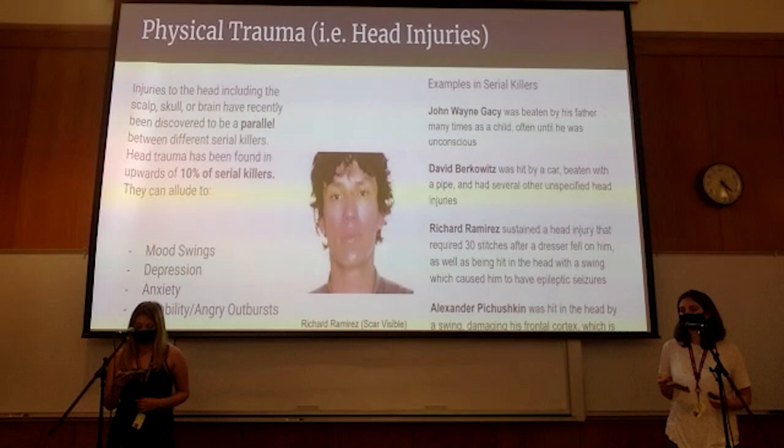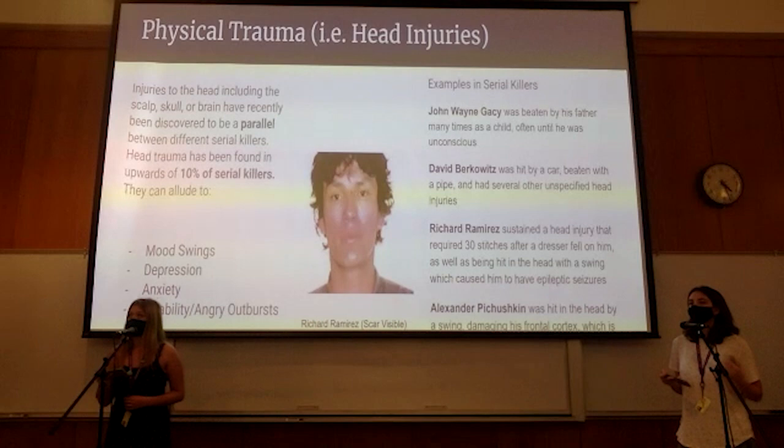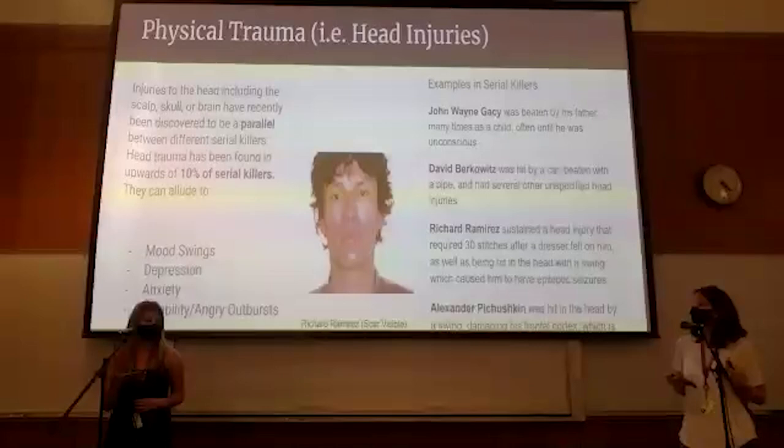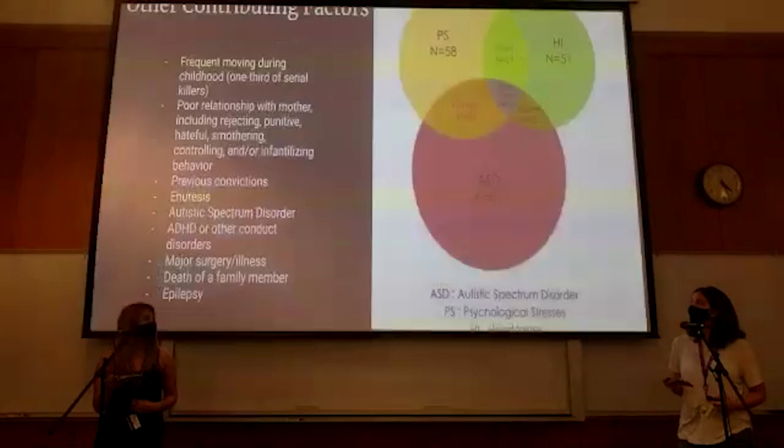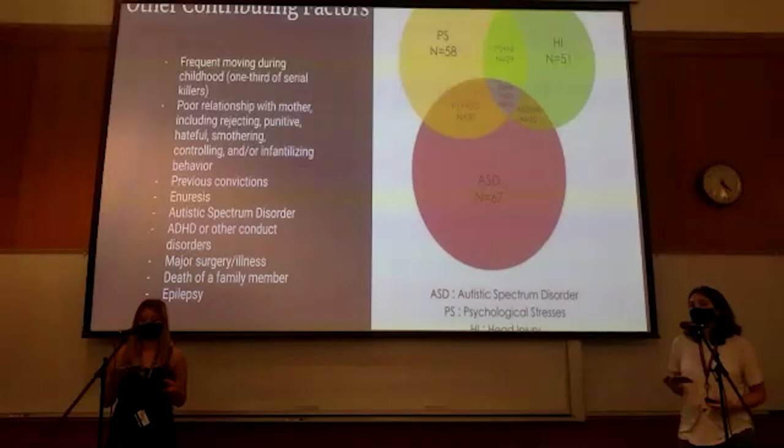Another one is Richard Ramirez, who, when he was four, had a dresser fall on his head, and he had 30 stitches. You can still see the scar in the image there. He was also hit in the head with a swing at age 6, and that caused him to have epileptic seizures later in life. So in 2019, talking about serial killers, there's usually no one reason why they do what they do. So there's a combination of factors. And some of the other ones that we saw among serial killers were frequent moving during childhood, previous convictions, near-death experiences, and major surgery or illnesses.